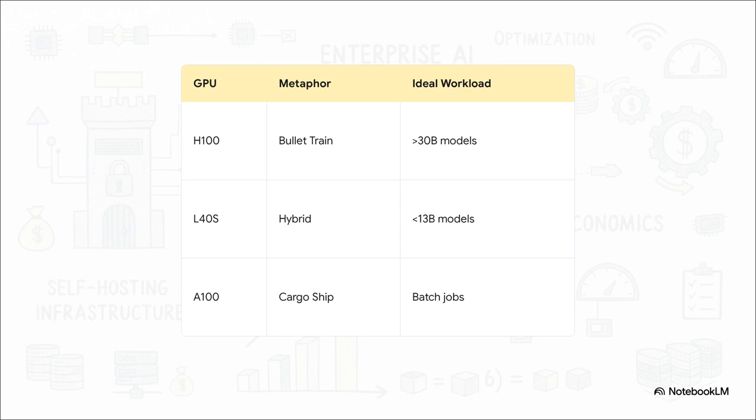And finally, the NVIDIA A100, the legacy cargo ship. It might be a bit older, but at sub-$1 hourly rates, it offers unmatched value for massive offline batch inference jobs where a slight delay in that first token just doesn't matter.